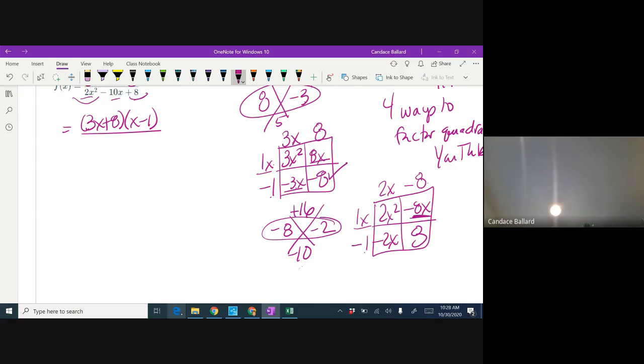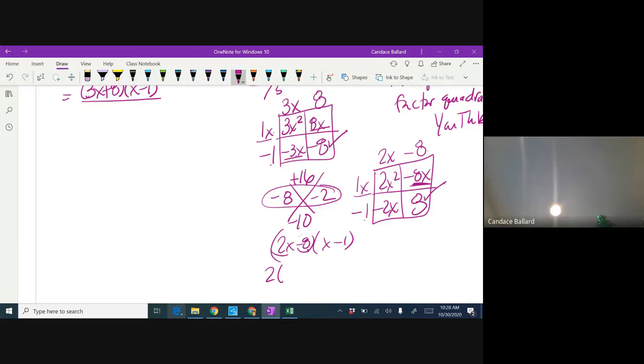Negative 1 times negative 8 is 8. But do you see how I ended up with this here has a 2 in it? I should factor that 2 out. So I'm dividing that out. So I should have gotten this in my denominator: 2 times x minus 4 times x minus 1.